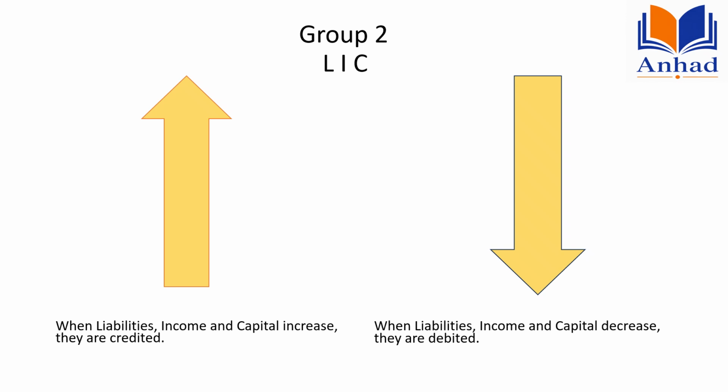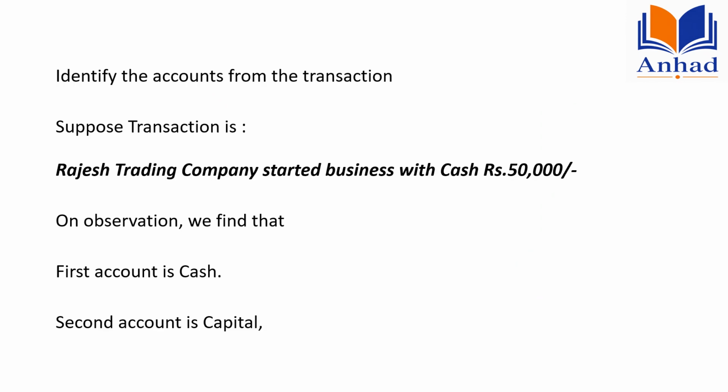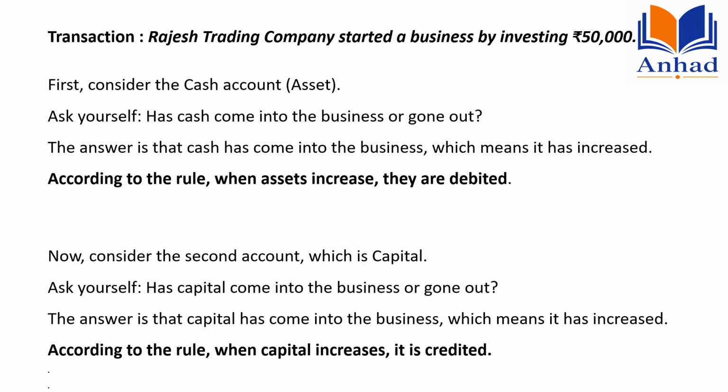Let us suppose there is a transaction. Rajesh Trading Company started business with cash 50,000 rupees. Now we identify which accounts are involved out of the 5 categories. On observation, we find that the first account is cash. The second account is capital, because the business has started, and capital is the amount invested in the business. The cash account is an asset, and the second account is capital.